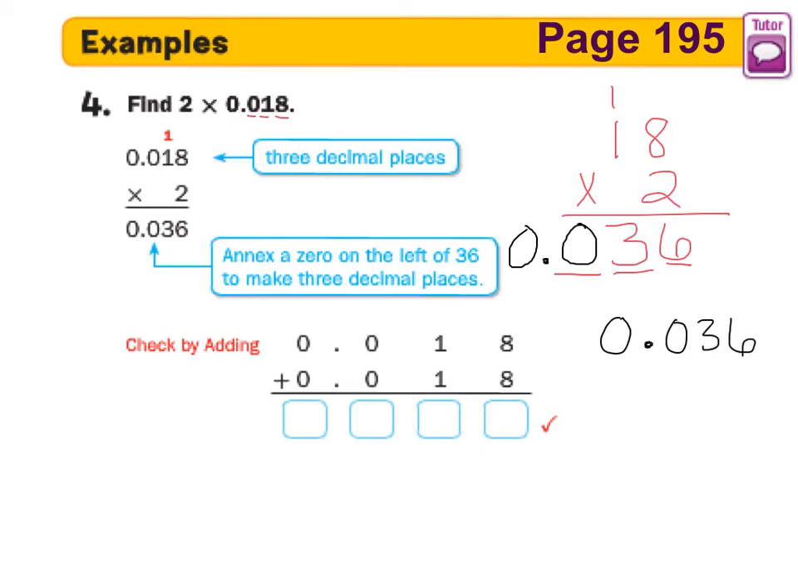And if I had used the repeated addition, I could have said 18 thousandths plus 18 thousandths. 8 plus 8 is 16. Carry the 1. 1, 2, 3. The zeros drop down as well as that decimal. And our answers match.